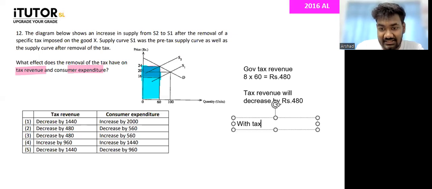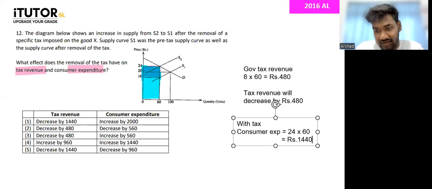With tax, consumer expenditure is how much? 24 into 60. How much is that? 24 into 60 is 1440. Okay.